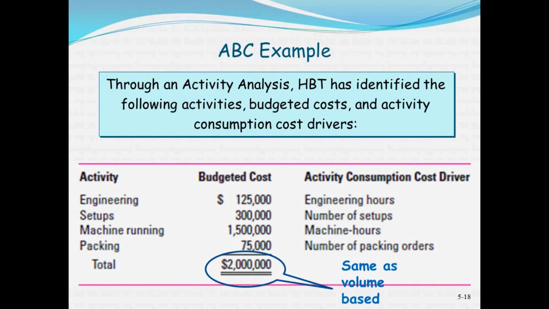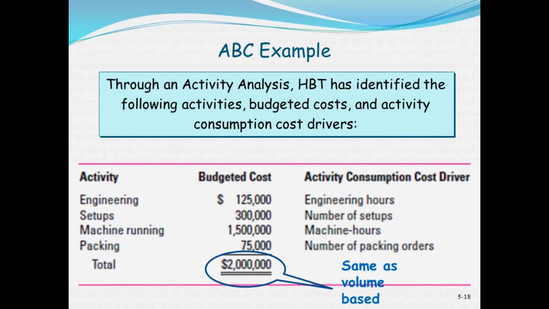And remember, the first step of ABC, activity-based costing, is to do an activity analysis and understand what needs to be done to get these products out the door. And they came up with 4 activities: engineering, setup, machine runtime, and packing.